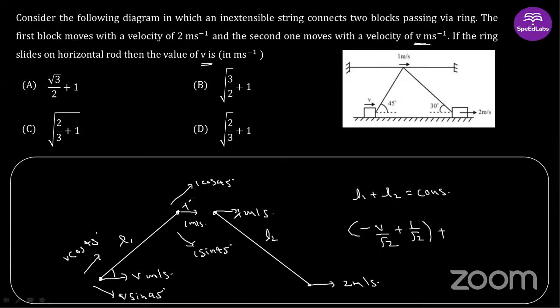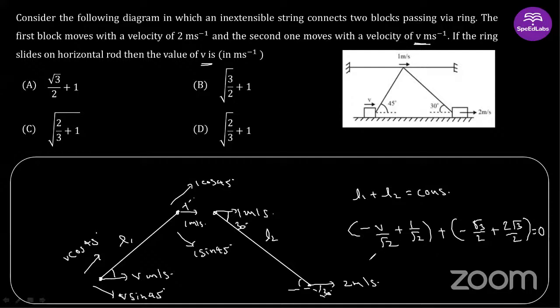What about L2? L2 also is similar. This angle is 30, so this also must be 30. So this is 30 and this is given as 30, so this is also 30. So this 1 cos 30 is decreasing it. 1 cos 30 is root 3 by 2. This is the rate at which it is decreasing L2, and here it is increasing. At what rate? Plus, it is increasing at a rate of 2 cos 30. So 2 cos 30 is 2 root 3 by 2. And that should be equal to 0.